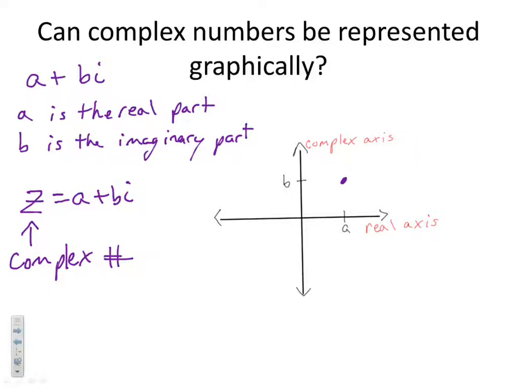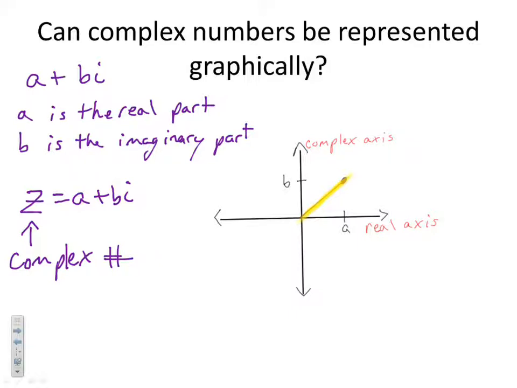Another thing you're going to see talked about occasionally is the absolute value or magnitude of a complex number. All right, and what that is, is the distance from the point to the origin. Check that out. It's the length of this segment right here. It's that distance, all right? Well, how would you go about finding that distance?